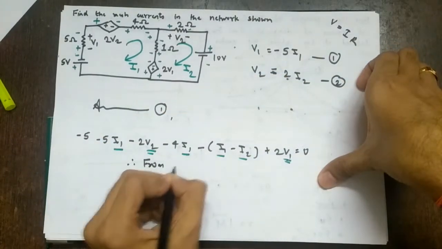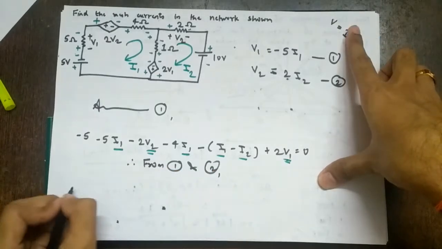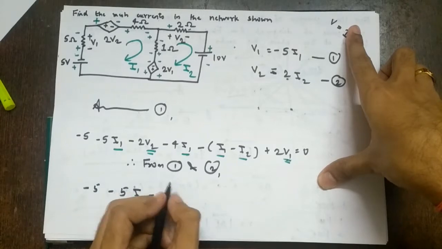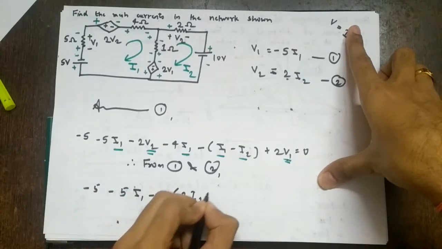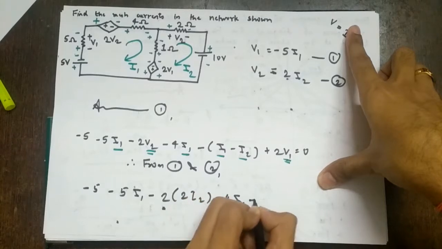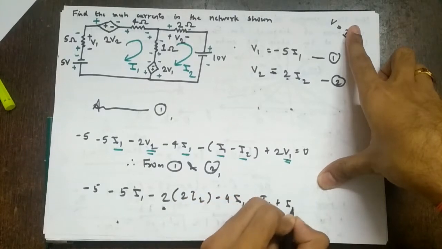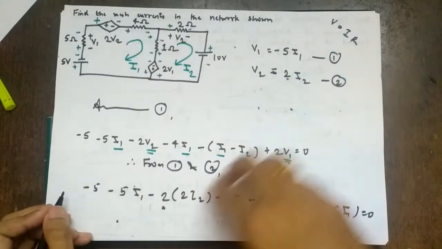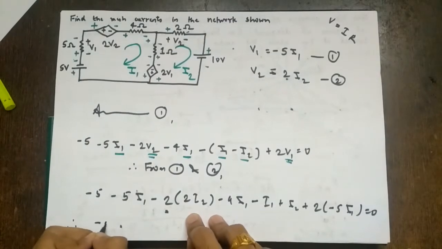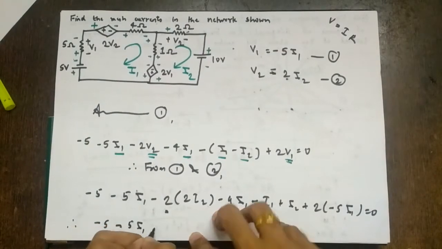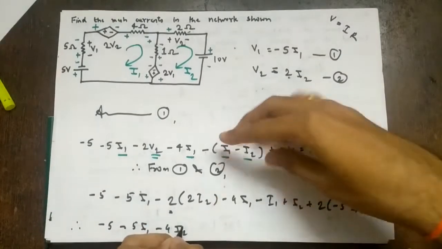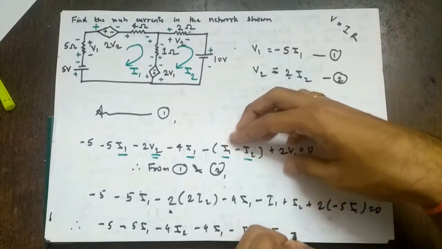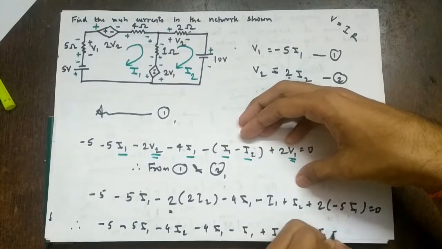Therefore from 1 and 2, minus 5 I1 minus 2 times V2. So 2I2 minus 4 I1 minus I1 plus I2 plus 2 into minus 5 I1 equal to 0. So therefore minus 5 I1 minus 4 I2 minus 4 I1 minus I1 plus I2 minus 10 I1 equal to 0.